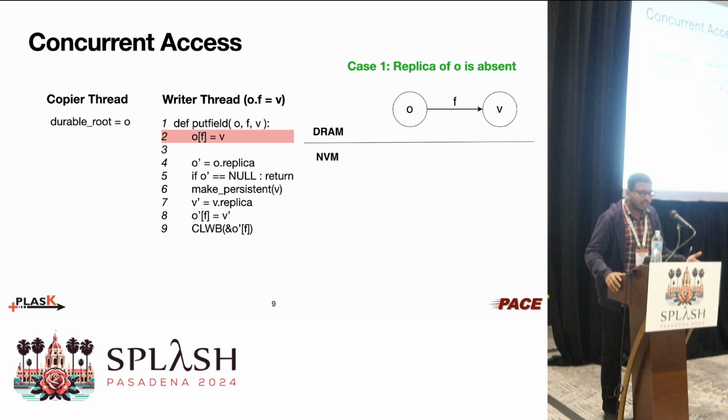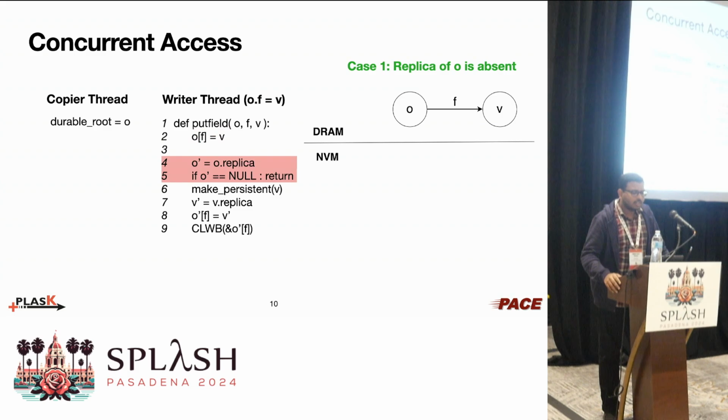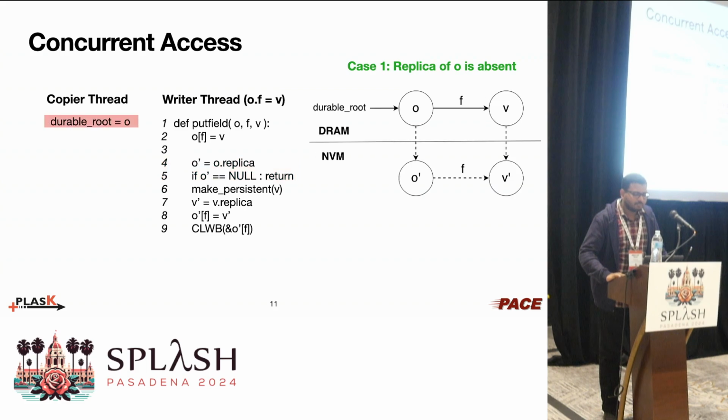We are trying to assign V to the field F of object O. You can see the highlighted instruction number 2, which shows the current program pointer. What we are trying to do here is assign V to the field F of object O, and in the diagram, you can see that we have updated the pointer. Then we read O's replica. Now, as you can see, the replica of O is absent here, so O' will be pointing to null. And because O' will be pointing to null, we will be returning from the writer thread.